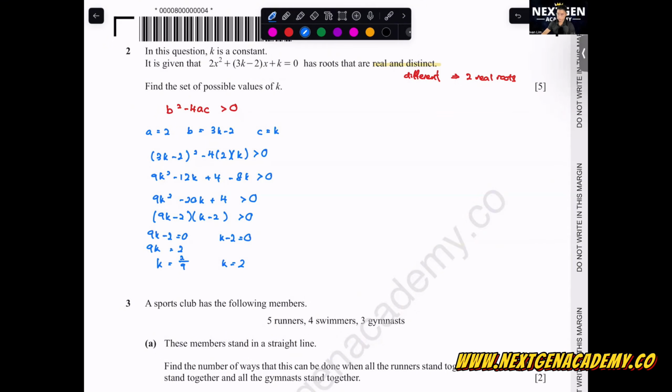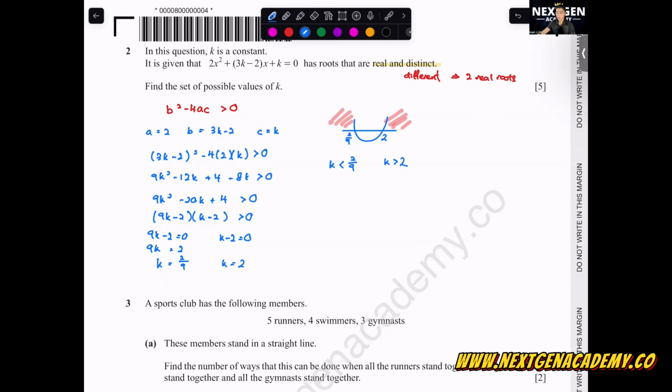Now after we have found these 2 roots, we can draw this out. This one is not necessary, but you can draw it out to see easier. Put the smaller value on the left-hand side, the bigger value on the right-hand side. More than 0 means this section here. So our final answer will be k less than 2 over 9 and k more than 2.